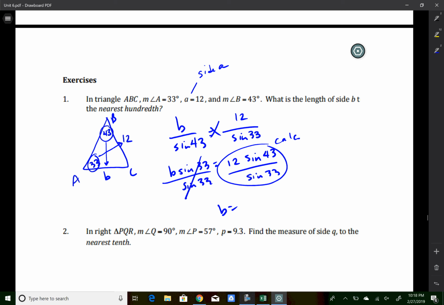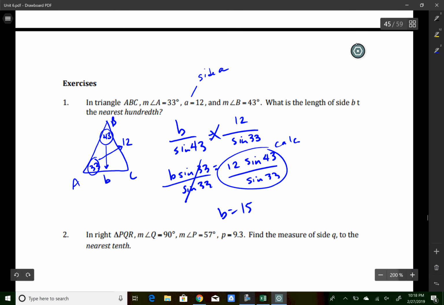Don't just wait for me to type it in. All right, if you forgot your calculator at home, at school, and you're trying to do this at home, use a calculator online or something. Practice typing it in. It's not good enough to just watch what I'm doing. All right, nearest hundredth, so 2 decimal places.